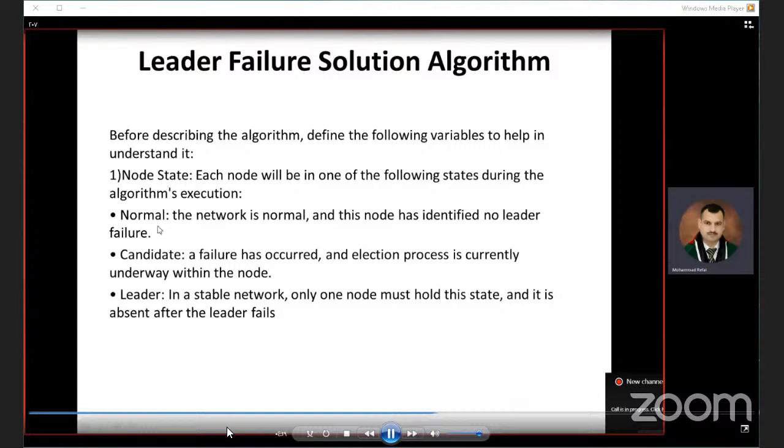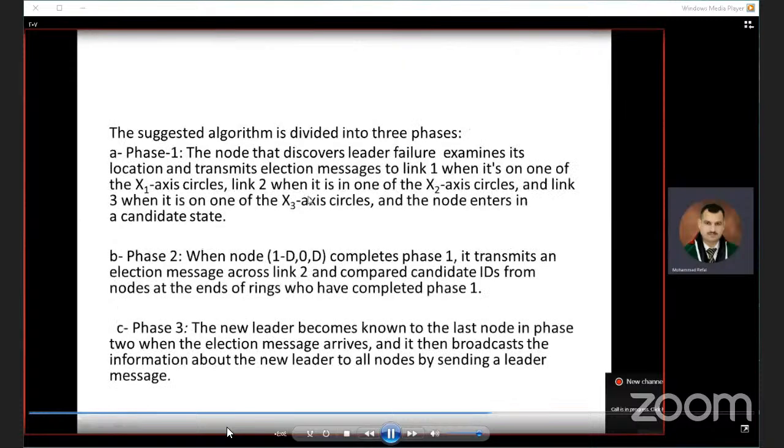Node states: the state can be normal, where the network is normal and this node has identified no leader failure. Candidate, where the node has identified the leader failure and is nominated to be a leader. Election, where failure has occurred and the election process is currently underway within the node. The last state is leader: in a stable network, only one node must hold this state, and it is absent after the leader fails.